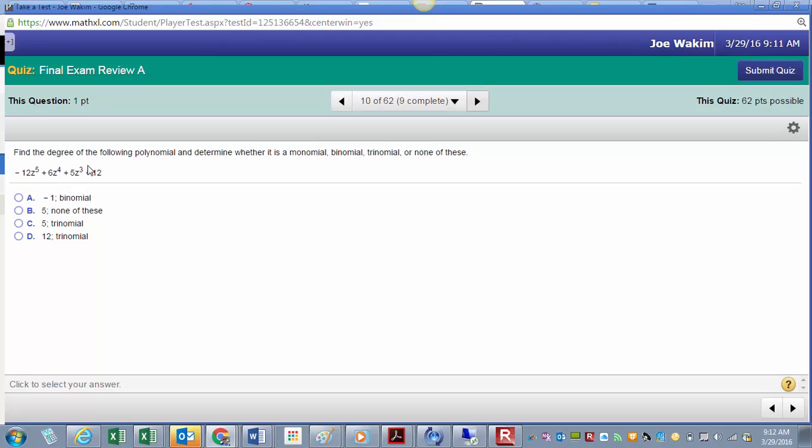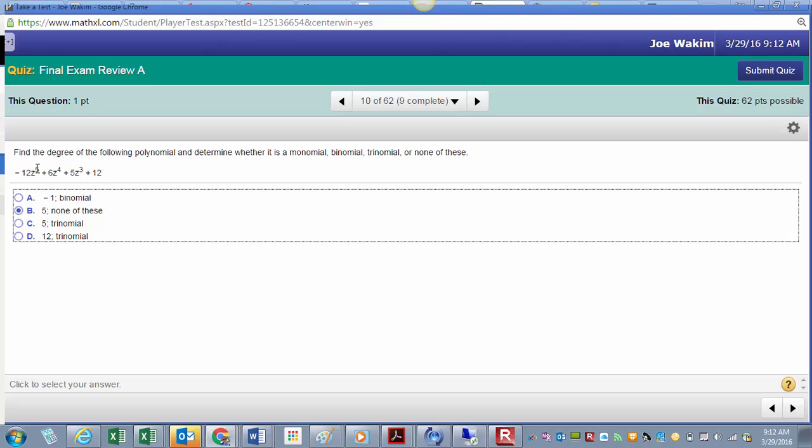Find the degree of the following polynomial. Determine whether it's a monomial, binomial, trinomial, or none of these. Now notice that this is 5, this is 4, this is 3, and this is x to the power 0, which is 0. So none of them can be combined. So these 4 terms are going to stay 4 terms. So it's not a binomial, it's not a trinomial, it's none of these. Now the degree is the highest exponent, that's 5. Degree of this polynomial is the highest exponent of z in this case, and it's 5, so B is the answer.